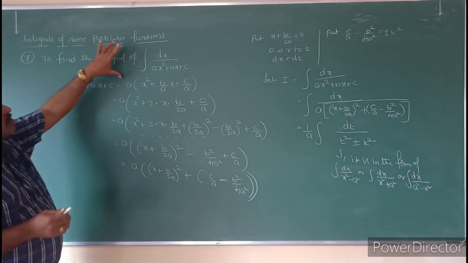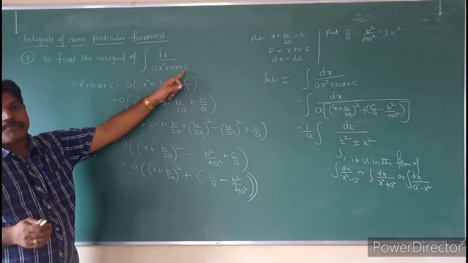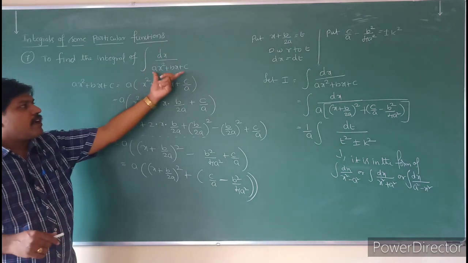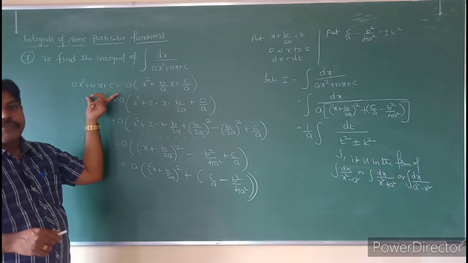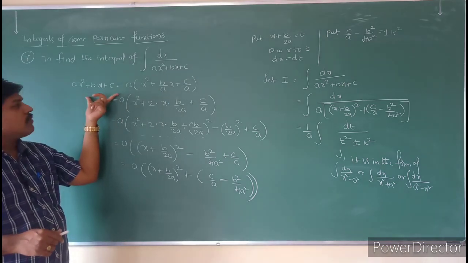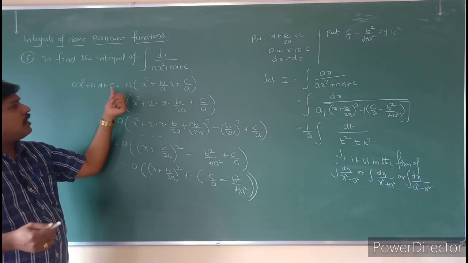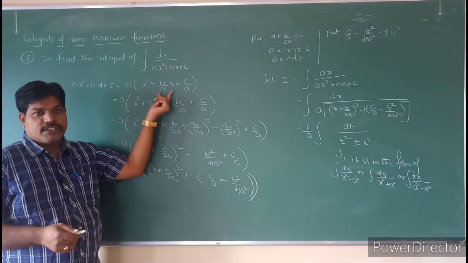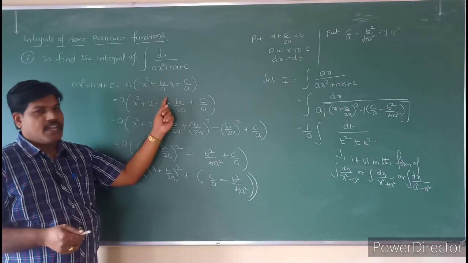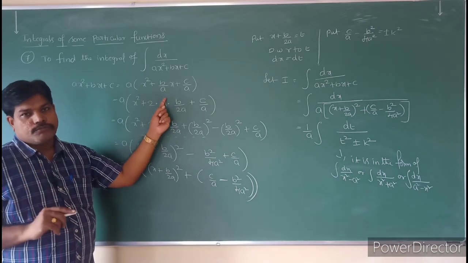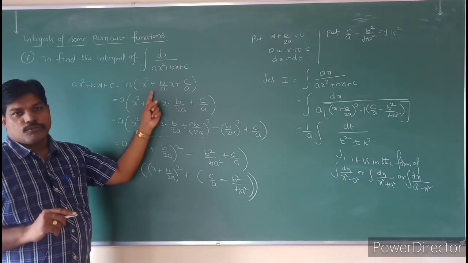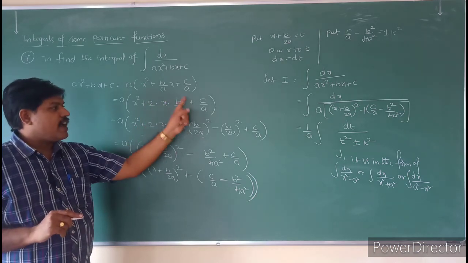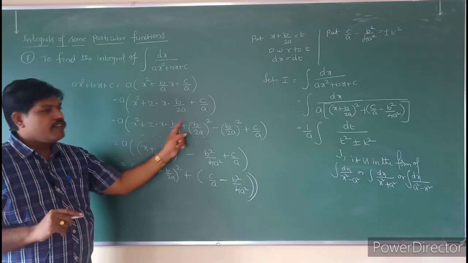Any problem in this model, integral of dx by ax square plus bx plus c. What do you have to do? First we have to convert this term, ax square plus bx plus c. How to convert it? Just take a common, the x square coefficient. Next, see the x coefficient. What is the x coefficient? It is b by a. So multiply and divide with 2. Or understand that as 2x into b by 2a. Then you can understand that this value is 2x into that value.